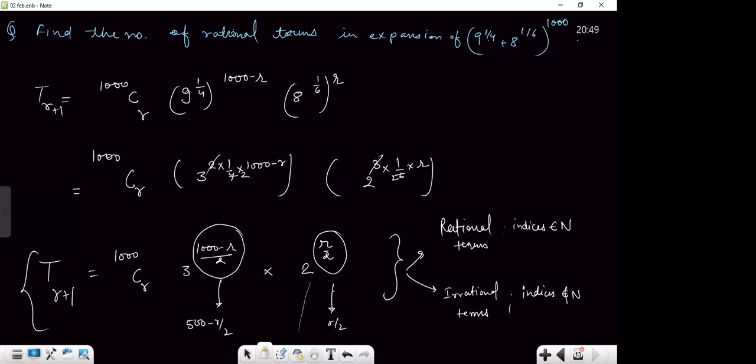Otherwise, R being an odd number will give us only non-natural indices of 3 and 2, which will end up making our term an irrational term, and that will not be a favorable case for us. So for the favorable case, R has to have an even value from the set of naturals. So how many even values can R have here?